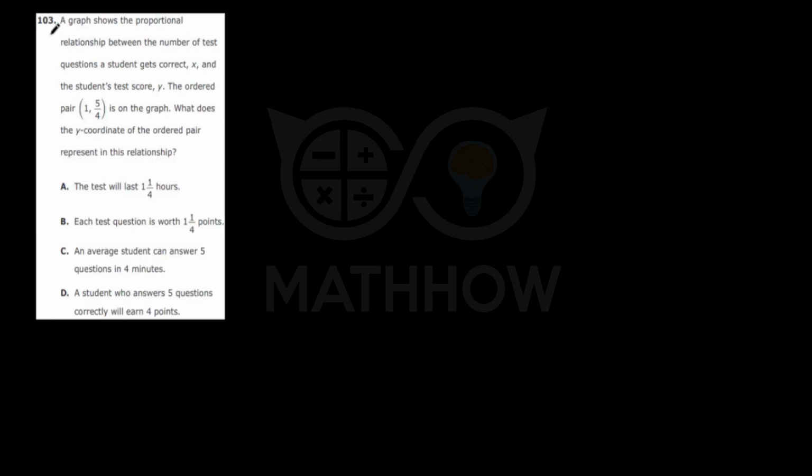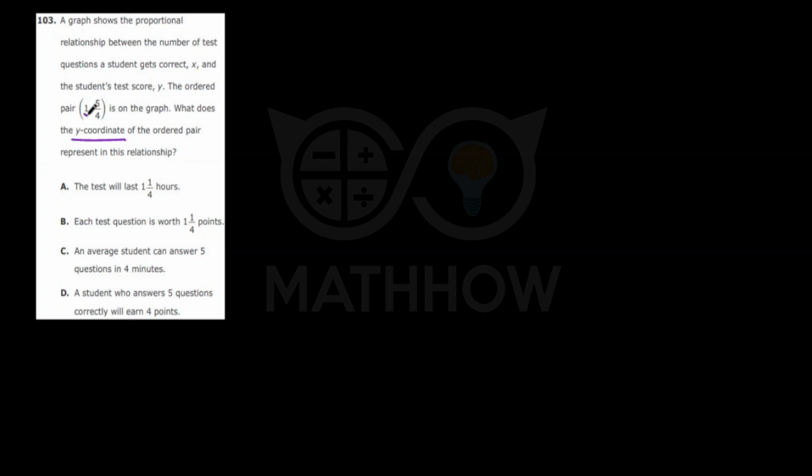Question number 103. A graph shows the proportional relationship between the number of test questions a student gets correct, X, and the student's test score, Y. The ordered pair 1, 5 over 4 is on the graph. What does the Y coordinate of the ordered pair represent in this relationship? This is the Y coordinate, the second one.